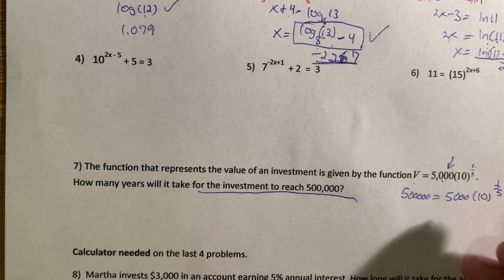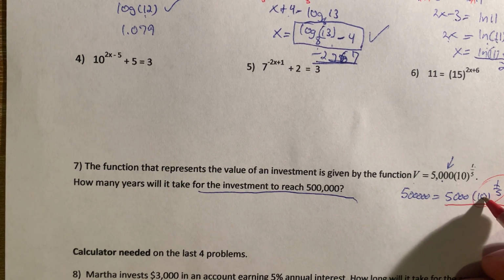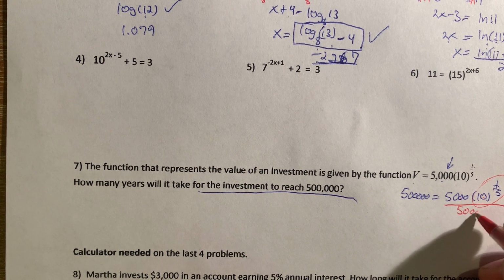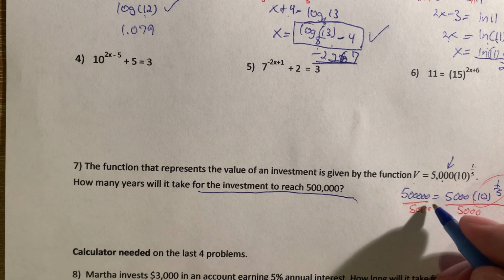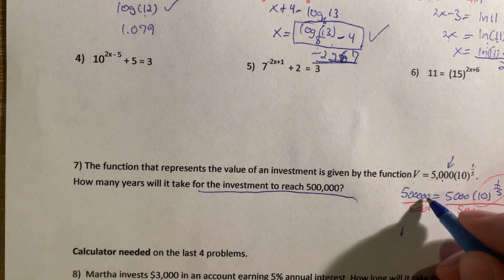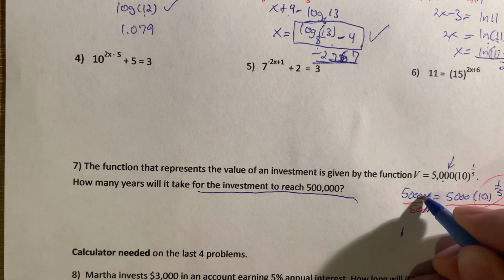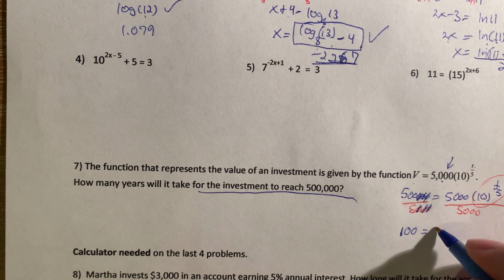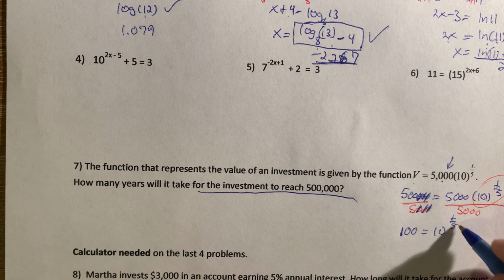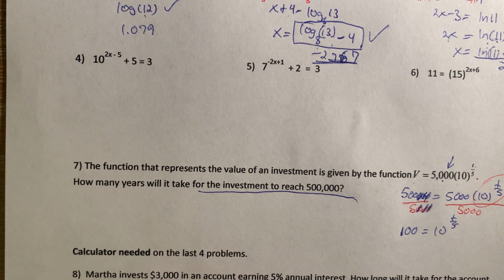Well, hopefully we recognize we want to get the exponential by itself. The exponential is getting multiplied by 5,000, so we divide by 5,000. Let's see. 5 divided by 5 will be 1, and we'll just cancel out zeros. I hope you guys know this trick of dividing. You just cancel out the right number of zeros. So 100 equals 10 to the t over 5. We now have an exponential that's isolated, 10 to some power.